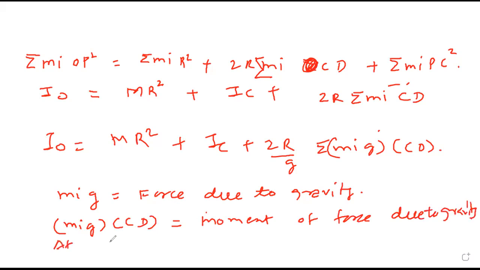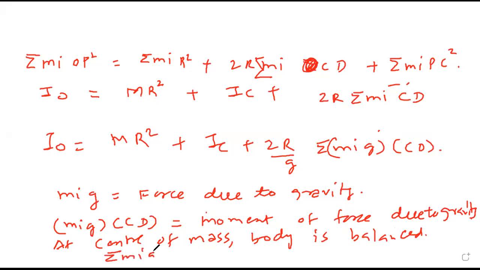At the center of mass, we all know the body is balanced. Balanced means the total moment of force due to gravity should become 0 or not? By the condition of equilibrium, yes. Copy till this now. Mig is force due to gravity into CD is moment of force due to gravity, but the body is balanced at the center of mass. So the total of all moments about the center of mass must be 0.